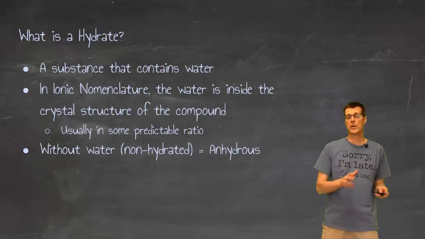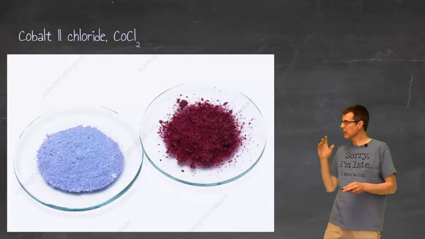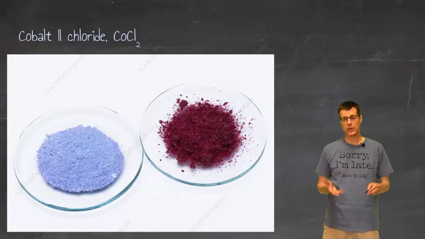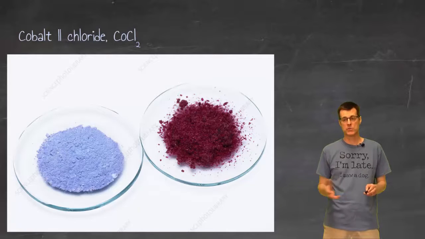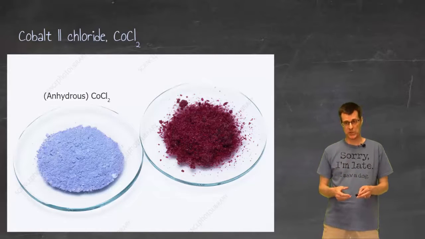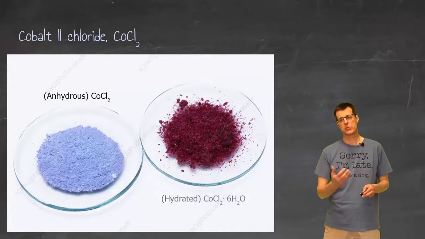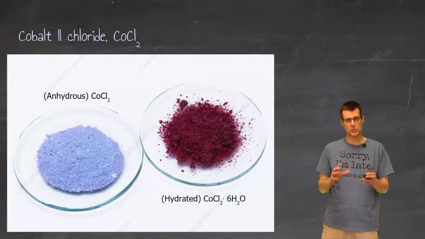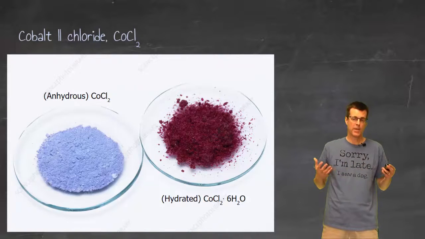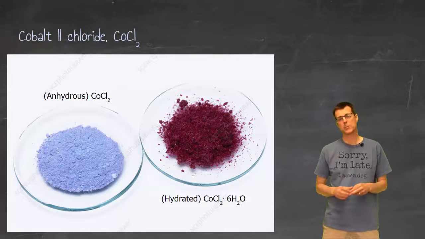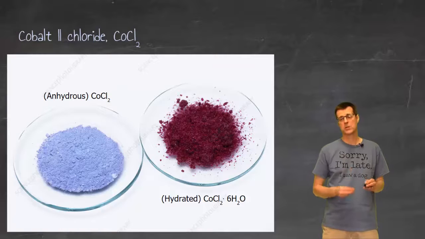If the water is not there, we will identify it as being anhydrous. Now, in the case of the cobalt-2 chloride or cobaltous chloride, the hydrate and the anhydrous form are quite recognizable from each other. The anhydrous version has this nice blue color, and the hydrated version, where there's 6 molecules of water associated with every particle of cobalt-2 chloride, has a much darker red, almost a purplish color to it. So they're quite a different thing, so they visually look different.